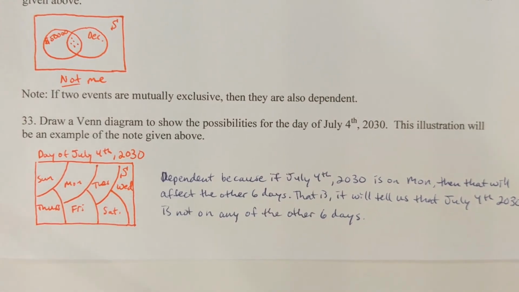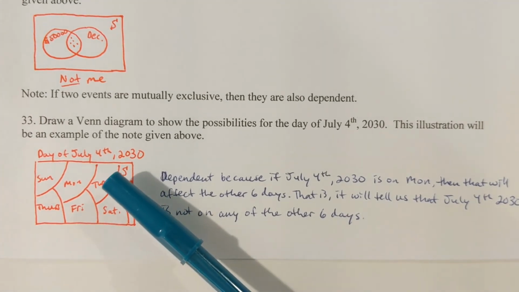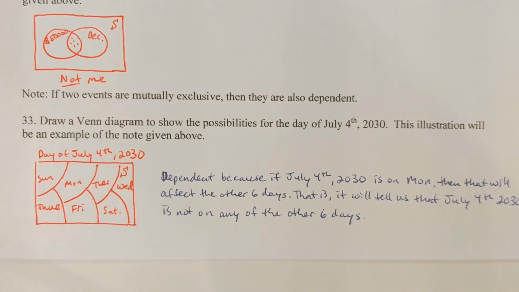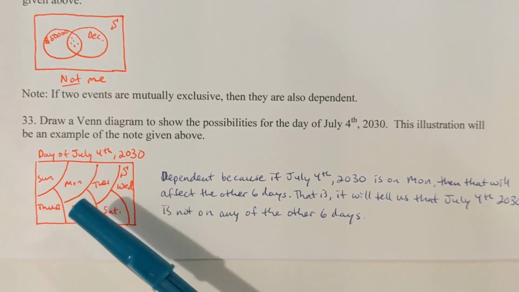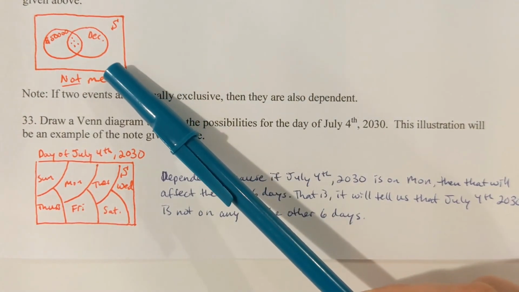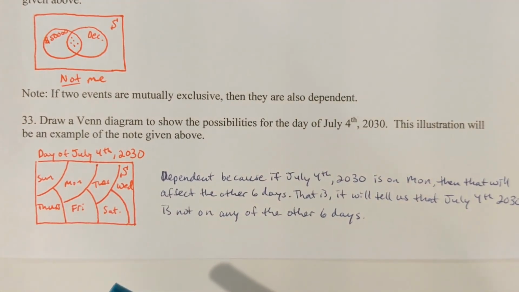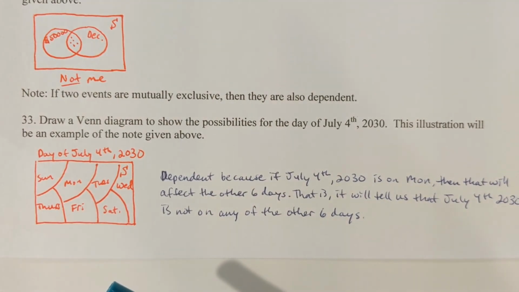Now, clearly in this problem we would have mutually exclusive events, right? Because it is not possible for July 4th, 2030 to fall on a Monday and also on a Thursday, for example. And so I've got these regions that don't overlap, like I had up here. Days cannot overlap. Okay, so that's why we would have mutually exclusive events in this case.